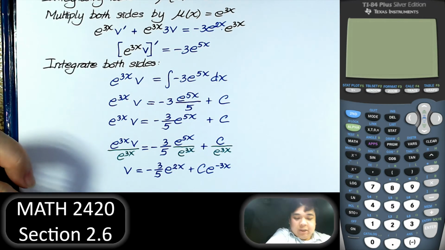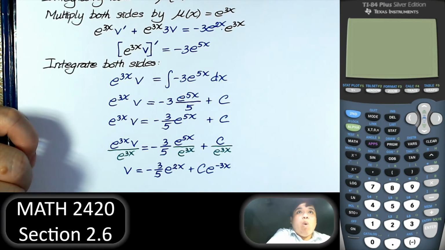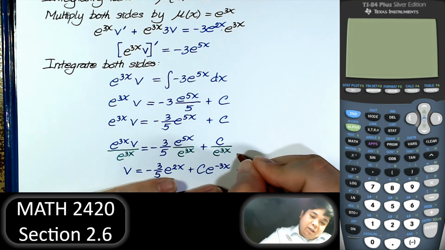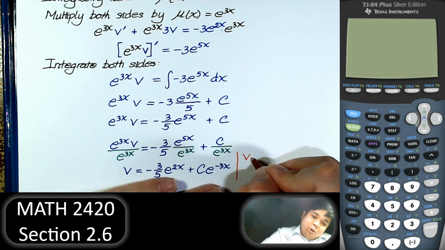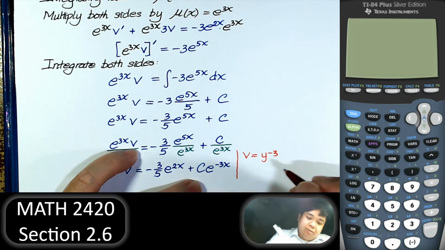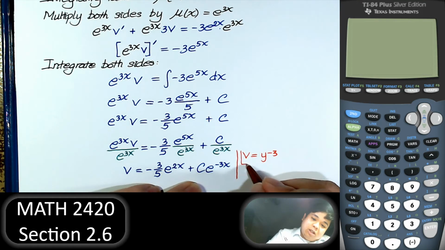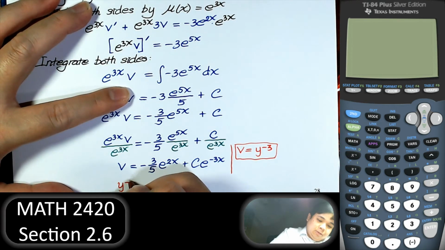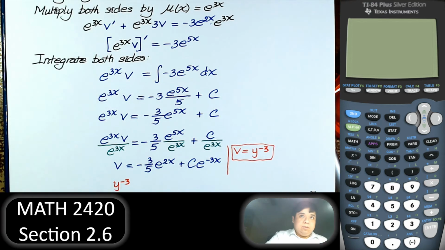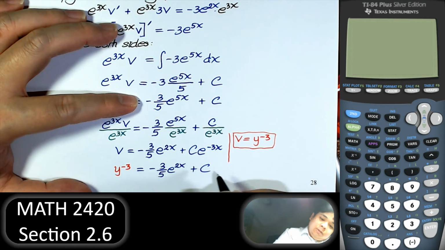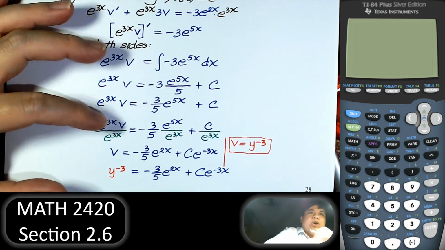And finally, the answer is supposed to be in y, right? We now don't have v. What was that? We have v equal to y to the negative 3. So we just substitute that in here. Yeah, we can leave the answer like this.